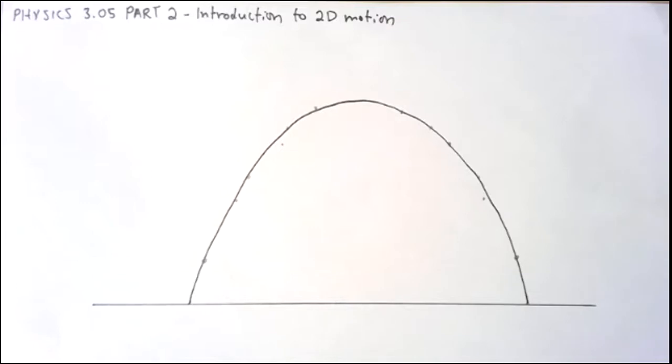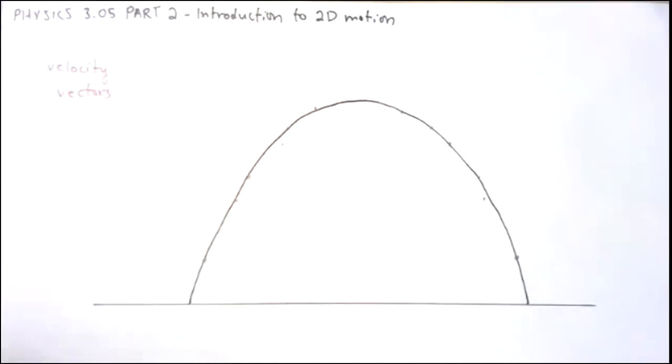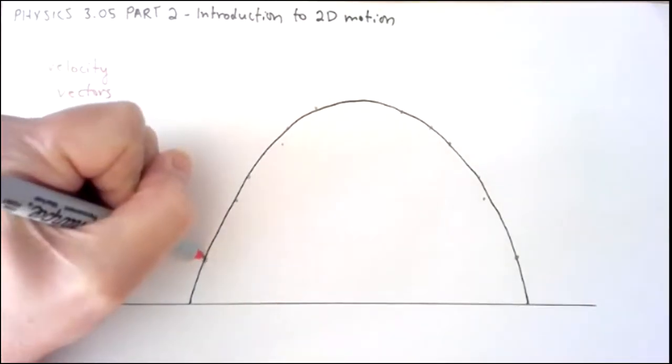So we are now on the sheet. You guys should have this sheet in your packet. And we have here a parabola, example of projectile motion. And I want to draw in some velocity vectors. So we're talking about what's going on with velocity.